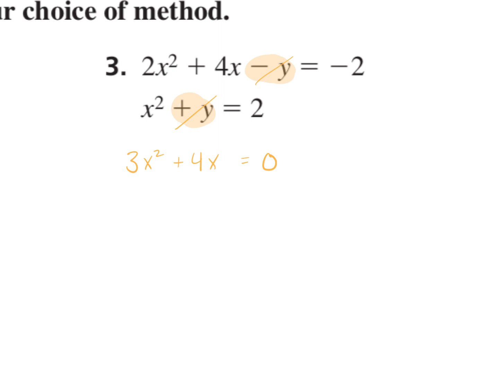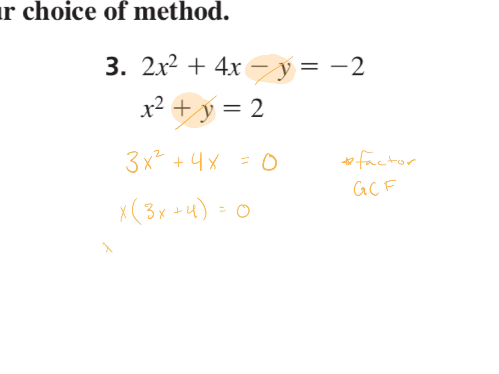Now, since we have an x squared and an x, we know we're going to have to factor. So when we factor, it has to be equal to 0. It's already equal to 0, so we can go ahead and factor. Now, this doesn't look like a normal factoring question because we don't have that c term. But it's fine. We want to take out the greatest common factor. So I'm going to factor using GCF. So my greatest common factor here would be x. So I'm going to take out an x. And I'm left with 3x plus 4.